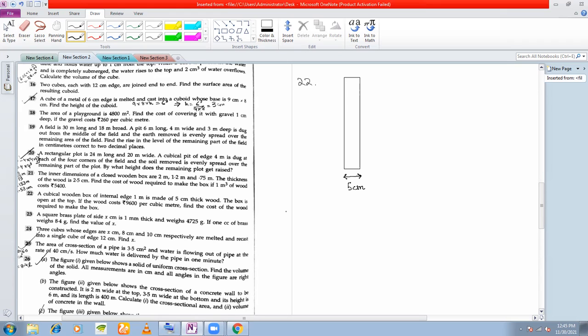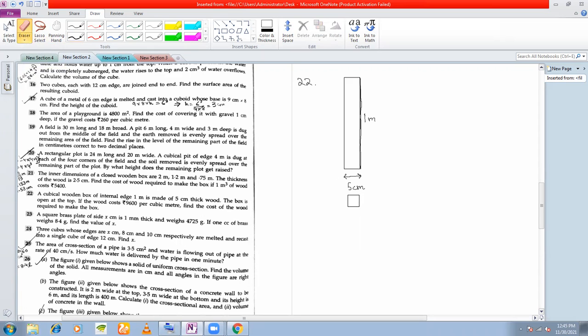What is the internal edge? What do you mean by internal edge of the box? Internal edge means if this is your one edge, this is your internal, let's say internal length. Internal edge is, let's say 1 meter. Then what should be the external length?